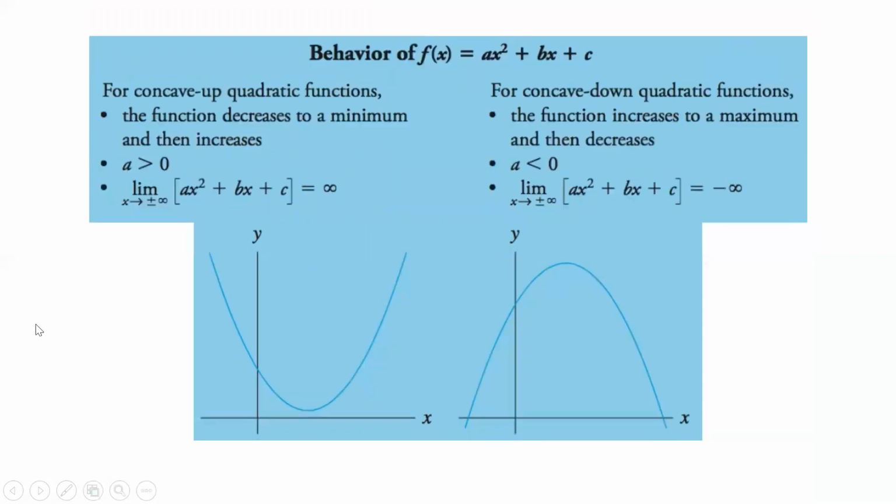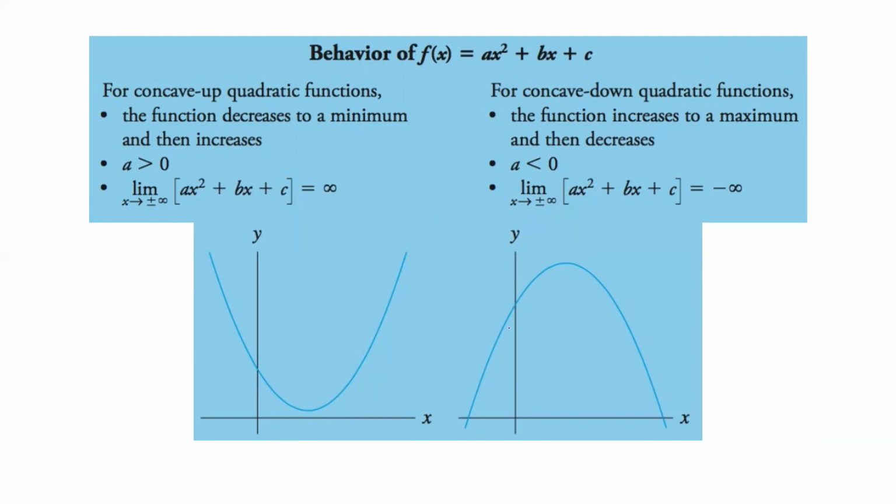Okay. Now, the behavior of the quadratic function. Well, for concave up ones like this, the function decreases to that minimum, like I said, and then it increases. And this is for a greater than 0. So our limit for x going either to plus or negative infinity, whatever the quadratic function is, whatever a, b, and c are, is going to be infinity. Because if you think about it, we just are going up, up, up, and up, up, up.